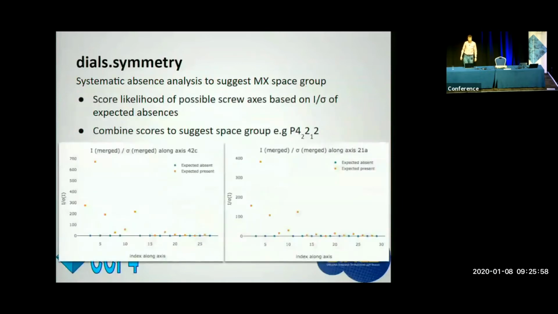In addition, we're doing the same sort of systematic absence check that pointless does to suggest the space group. We're limited to the 65 MX space groups at the moment. And we're doing the scoring based on the I over sigma of expected absences, so rather similar to what pointless does again.